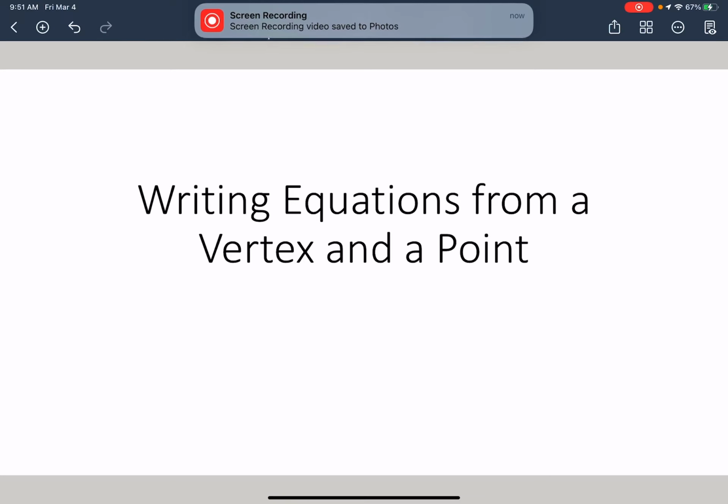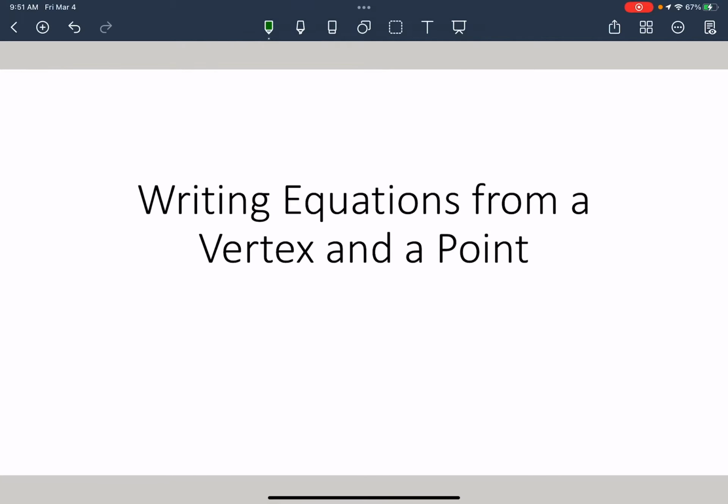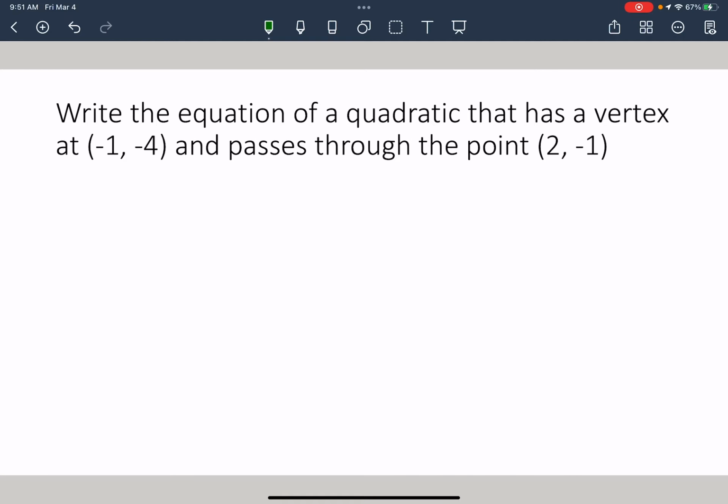In this video, I'm going to show you how to write equations of quadratics from a vertex and a point. So here it gives me a problem and it says write the equation of a quadratic that has a vertex at -1, -4 and passes through the point 2, -1. So the place to start off here is in vertex form.